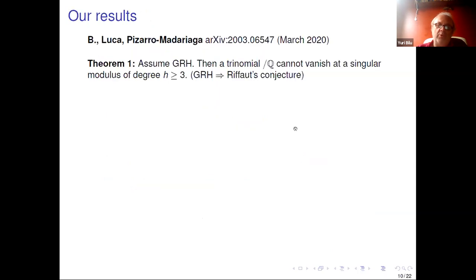Now let's speak about our work. It was in a preprint that appeared on arXiv in March. Our first result is that Riffaut's conjecture follows from GRH. If we assume the GRH, then a trinomial defined over Q cannot vanish at a singular modulus of degree at least three. Unconditionally, we cannot prove it, but we obtain some partial results.